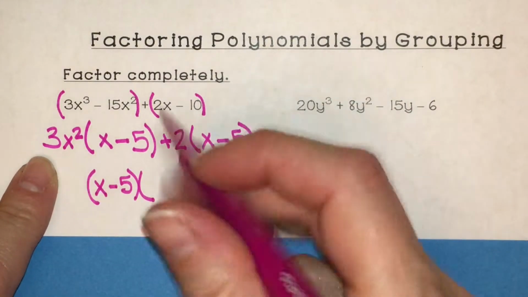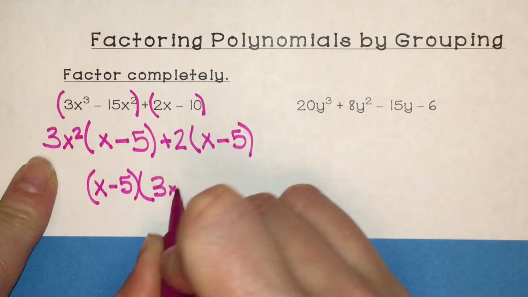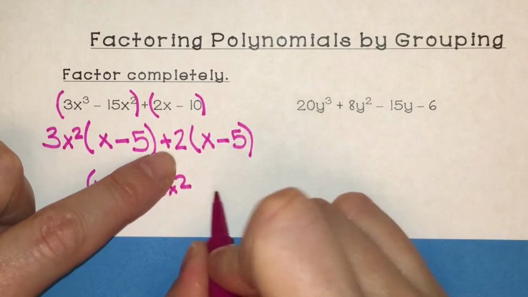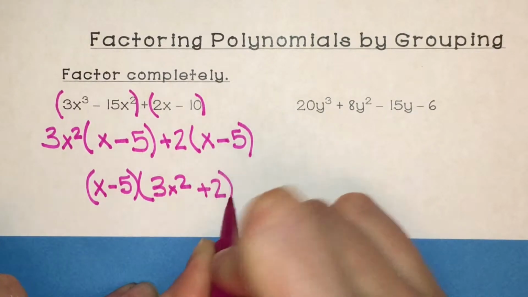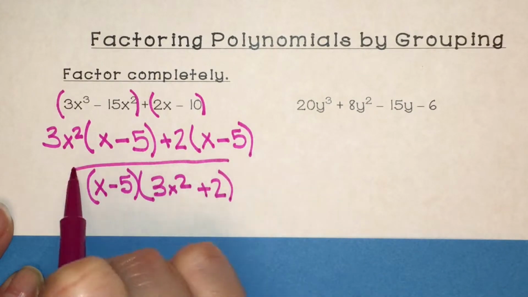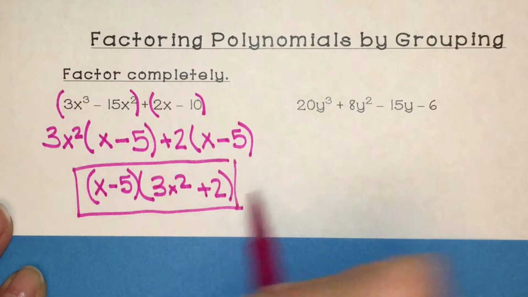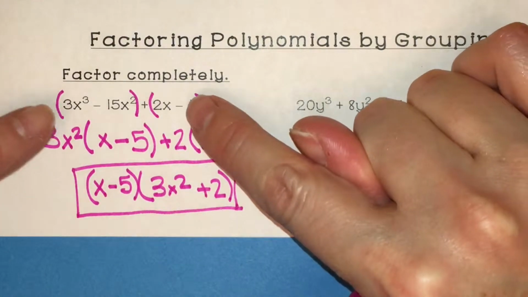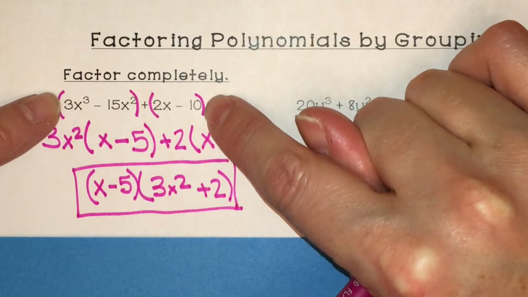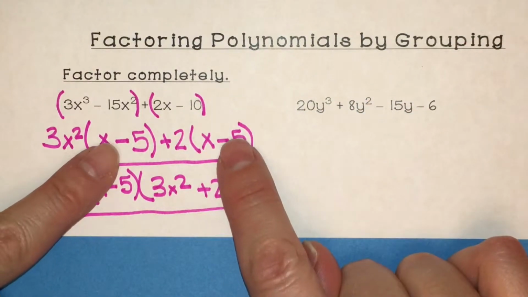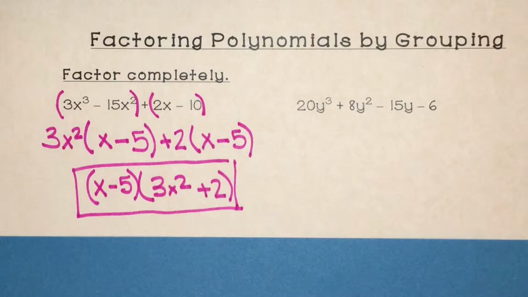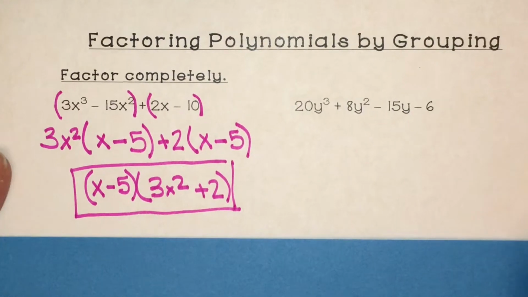Well, here we just have the 3x squared, and over here, plus 2. And this is our polynomial factored, which we created by grouping together terms where we could factor something out as a greatest common factor. All right, so let's try another one that's similar to that, and then we'll get a little more complicated.